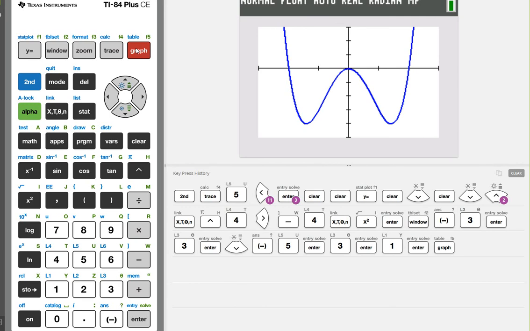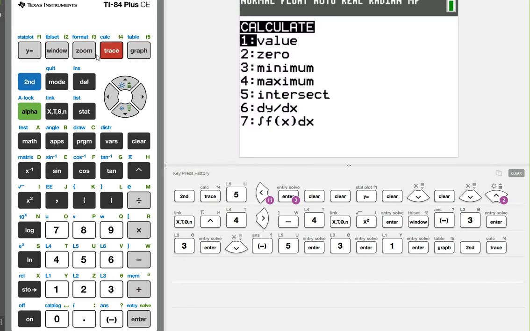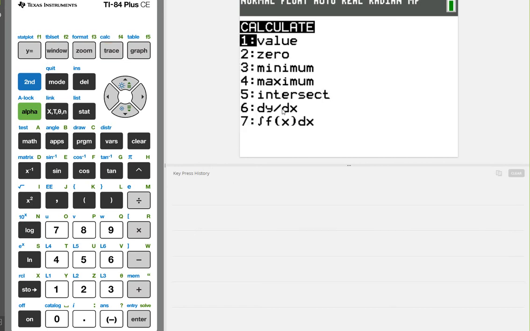And there's our graph. Now, if you're looking at this and asked to find where the graph changes from decreasing to increasing or vice versa, then you need to be able to find these points. So this is a minimum point. So let me show you how to find a minimum point here. You're going to hit the second key, then the calculate key, just kind of like we did earlier. Does there look like there's something useful on this menu? Minimum. Yeah, so pick the third one down.